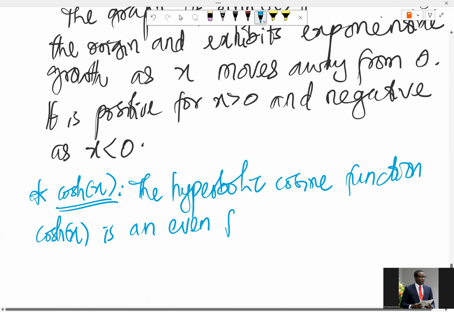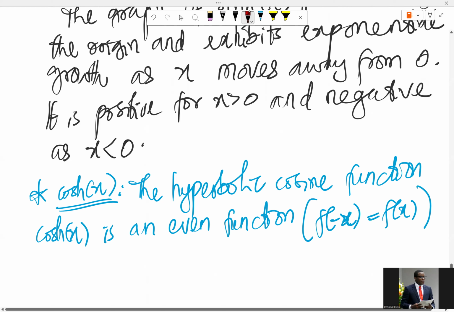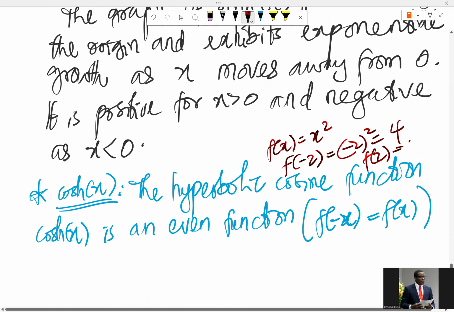Being an even function simply means that f of minus x is the same thing as f of x. A very good example of an even function is f of x equals x squared. If you have f of minus 2, you have minus 2 raised to power 2, and the answer is 4. If you have f of 2, the answer is still 2 raised to power 2, which is 4. So f of minus 2 is the same thing as f of 2. That is what an even function is.